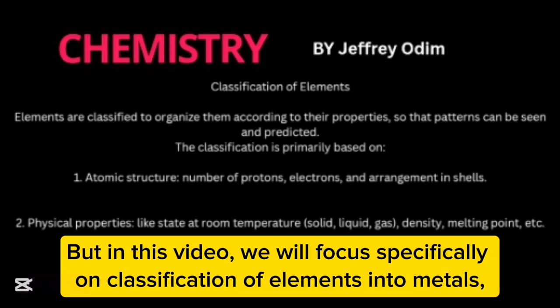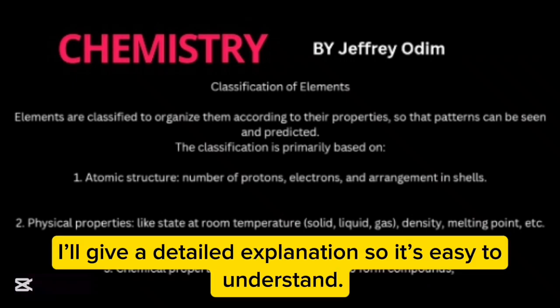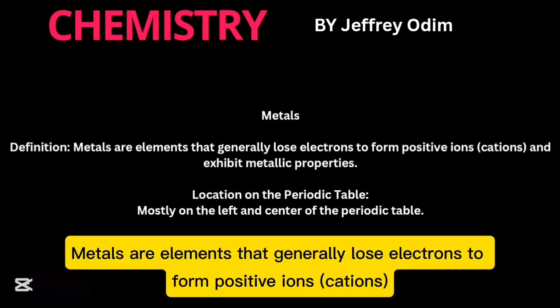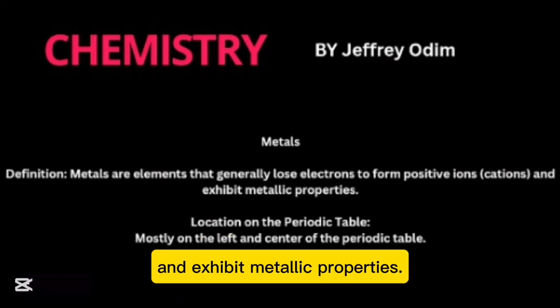But in this video, we will focus specifically on classification of elements into metals, metalloids, and nonmetals. I'll give a detailed explanation so it's easy to understand. Let's start from metals. Definition. Metals are elements that generally lose electrons to form positive ions, cations, and exhibit metallic properties.